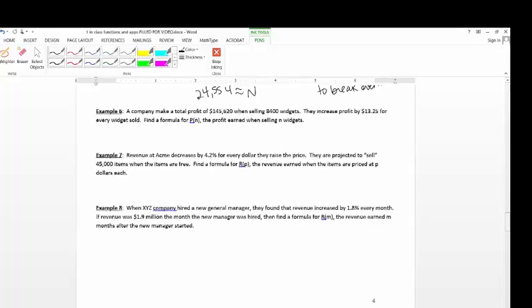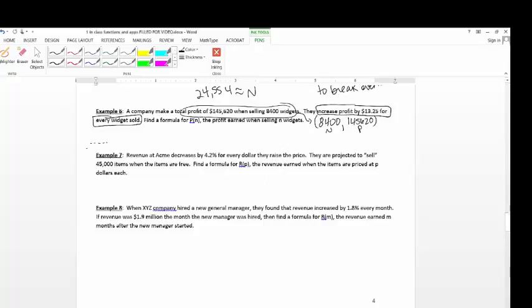A company makes a total profit of 145,620 when selling 8,400 widgets, and they increase profit by $13.25 for every widget sold. We want to find a profit function. Notice this first statement is giving us a point. You plug in N equals 8,400 widgets, and you will get out a profit of 145,620. That's a point on the graph. Input this, output that. And this is a description of the slope. You increase profit $13.25 for every widget sold.